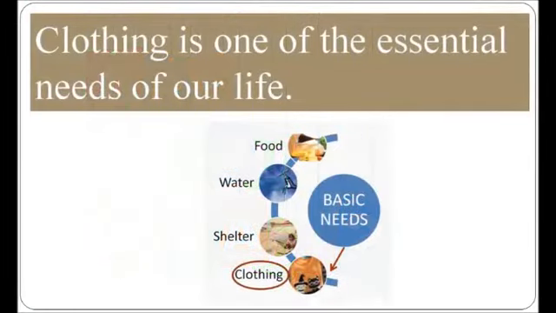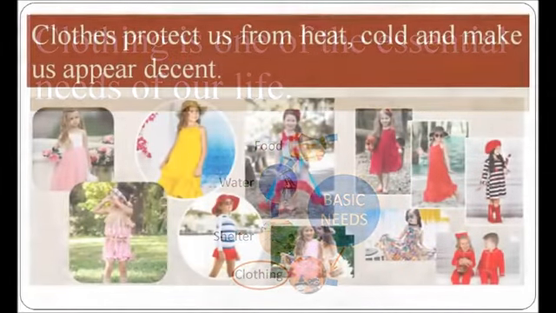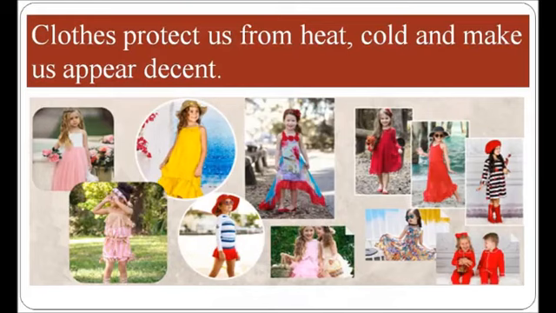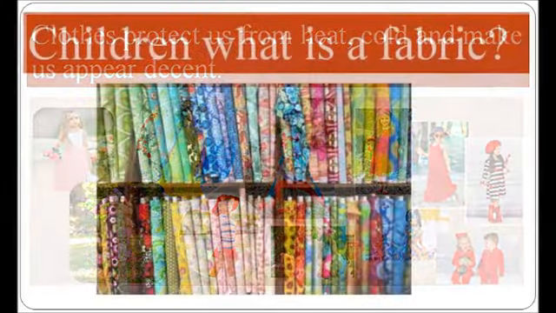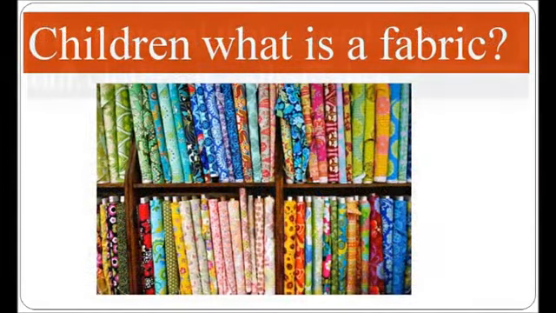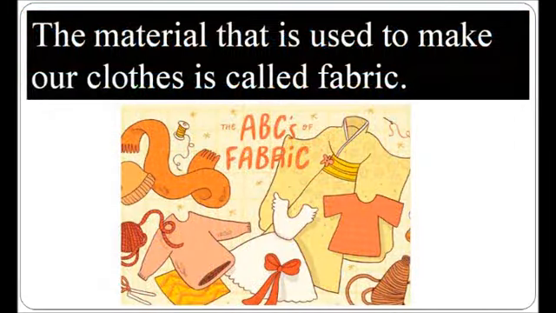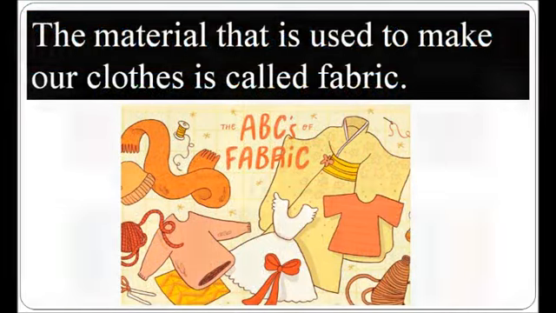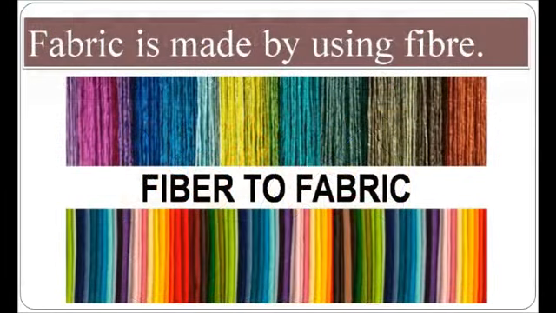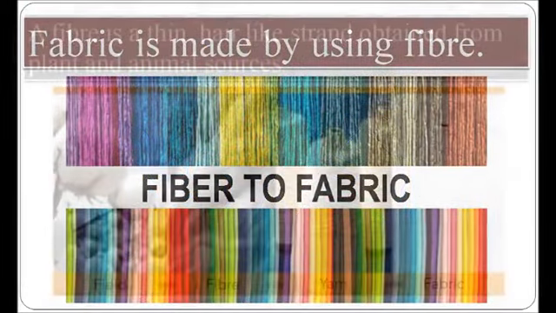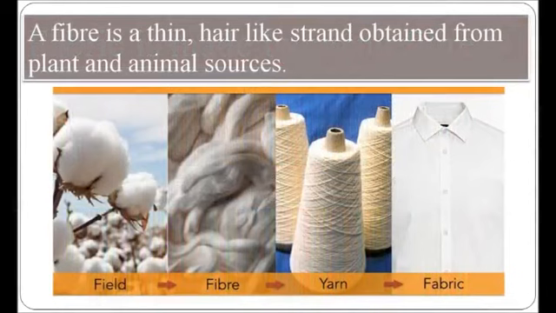Clothing is one of the essential needs of our life. Clothes protect us from heat, cold, and make us appear decent. Children, what is a fabric? The material that is used to make our clothes is called fabric. The fabric is made by using fiber. A fiber is a thin, hair-like strand obtained from plant and animal sources.